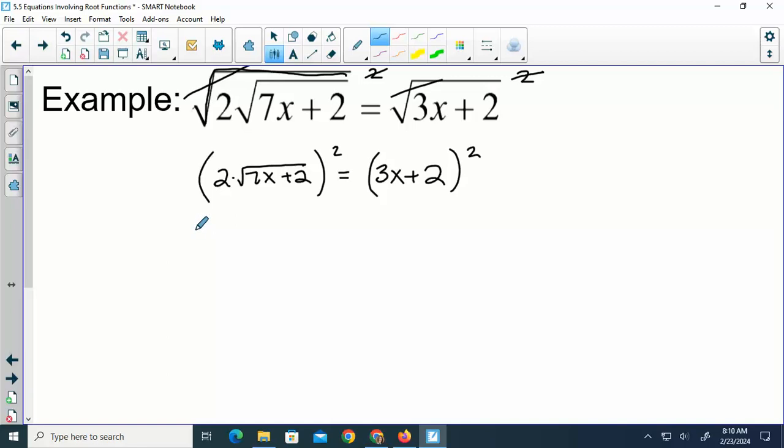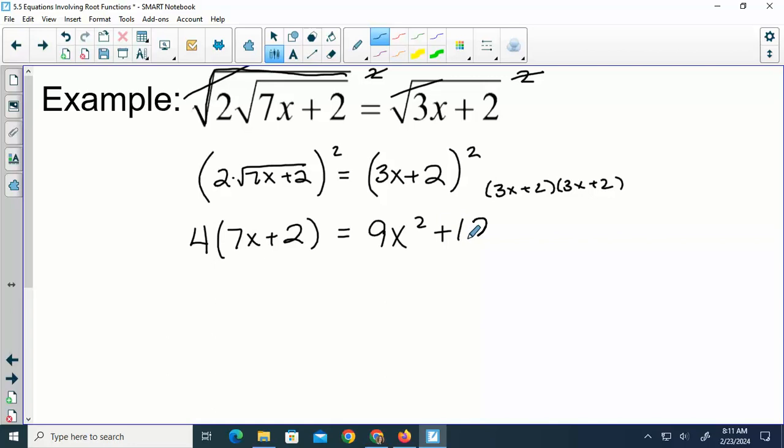So 2 squared would give us 4. Square root of 7x plus 2 squared would give us 7x plus 2. Cancels the square root. Then on the right, if I'm going to square that whole thing, we have to FOIL. So we get 9x squared plus 6x and plus 6x would be plus 12x plus 4. So that's 4.